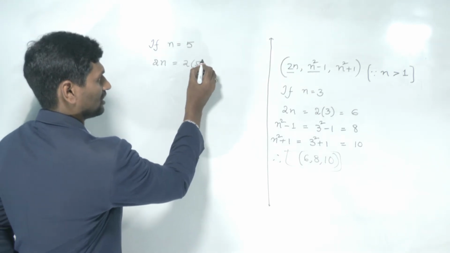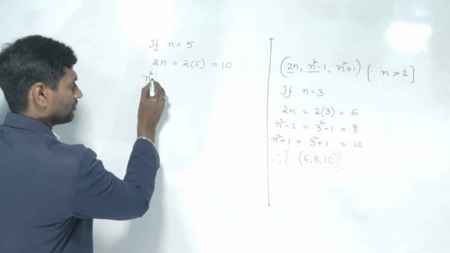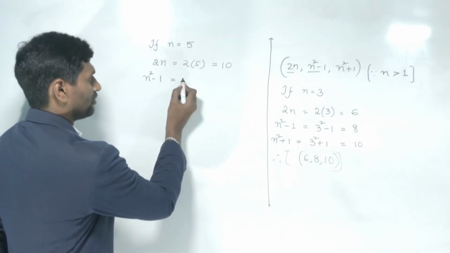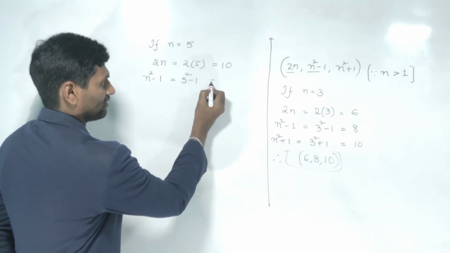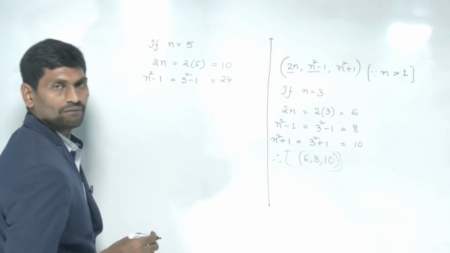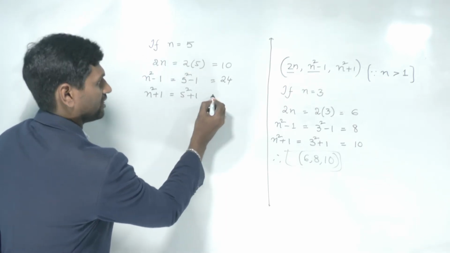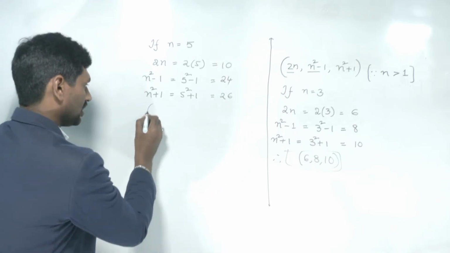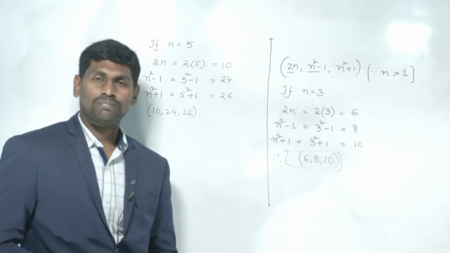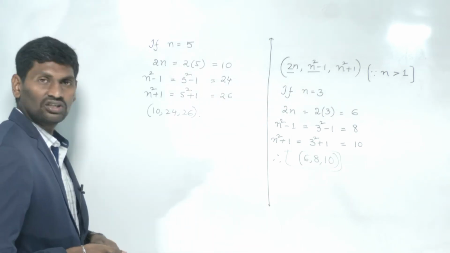That means 2 5s, 10. n square minus 1 value. So n value is 5. n square means 5 square. 5 square minus 1. 5 square means 5 5s is 25. 25 minus 1, 24. Same way n square plus 1, 5 square plus 1, 26. Now 10, 24, 26 are Pythagorean triplets. Okay?